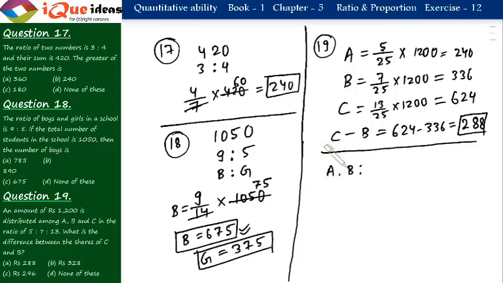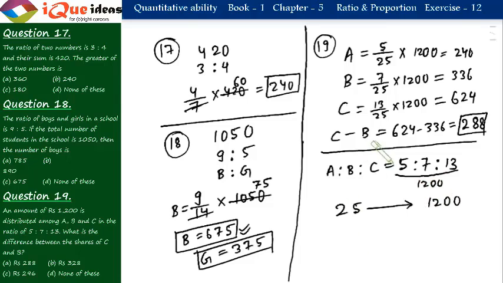The ratio A is to B is to C is equal to 5 is to 7 is to 13, and the total amount is given to be 1200. Now look at this, we can use the unitary method. What is the sum of 5, 7 and 13? That is 25. So 25 is equivalent to 1200.